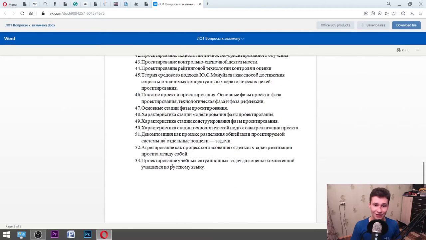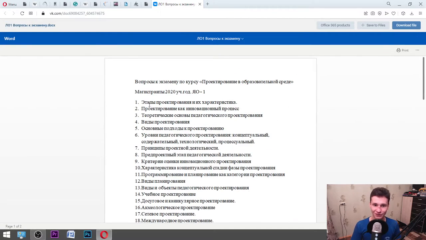And here are the questions, and I will give you answers right now. It is the stages of project making and their characteristics. We have a lot of different versions, by the way, really. We have a lot of them, and every person has their own opinion, like it should be this way, it should be this way, and we have different types of stages.